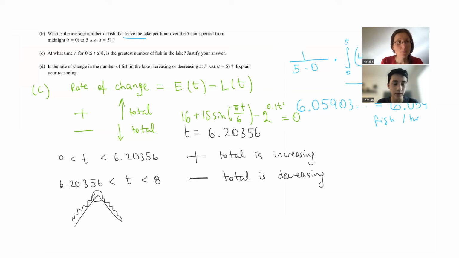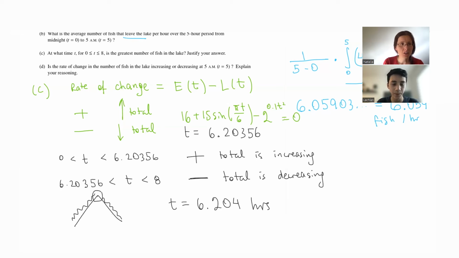And they asked about the time. So that's the time, and that's our justification. That was the critical point, and we tested on the left side and on the right side of it. So on the left side, the rate of change was increasing as much as it could. Then it slowed, and then it started decreasing. So t equals 6. We round to 3 decimal places as usual. 6.204 hours. So that many hours after midnight. That's when we have the greatest number of fish in the lake.